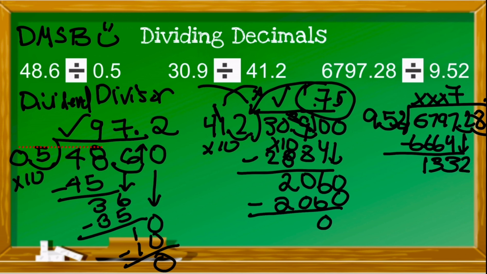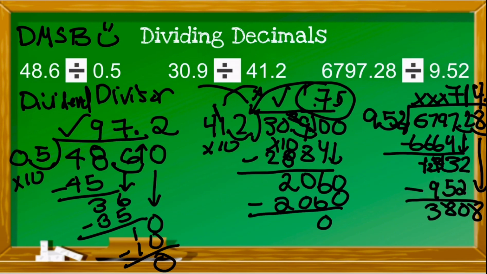And I'll bring down that next digit in my long division algorithm. I have 1,332, so 952 can go into that number 1 time. Put that 1 time, that digit 1, up in the quotient and subtract to find the difference. The difference between 1,332 and 952 is 380. And I'll bring down that final digit here, which is the 8.